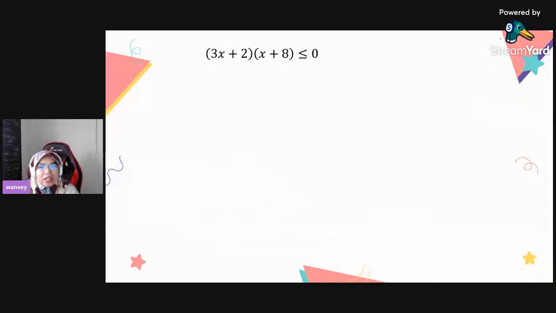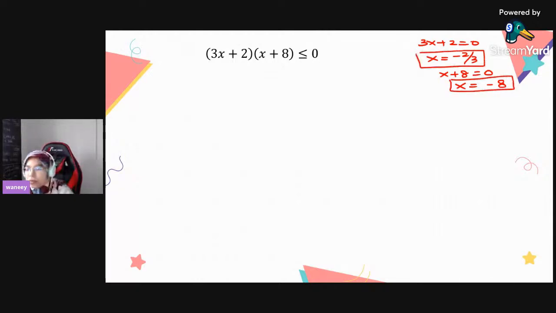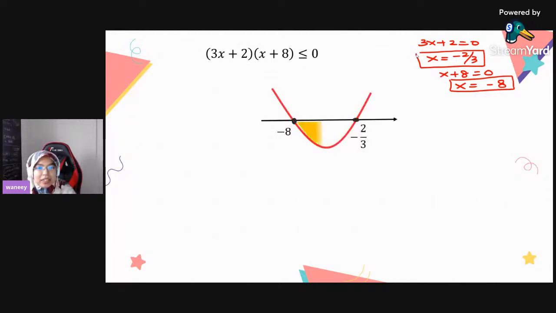So in order to sketch the graph, you need to let each factor become 0 first. So 3x plus 2 equal to 0, x will be negative 2 over 3. And then x plus 8 equal to 0, x will be equal to negative 8. So I'm going to draw a graph cutting at 2 points, negative 2 over 3 as well as negative 8. Okay, so a smile graph, the points are negative 8, negative 2 over 3.